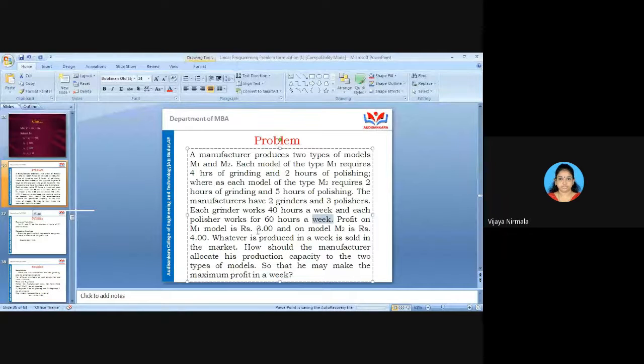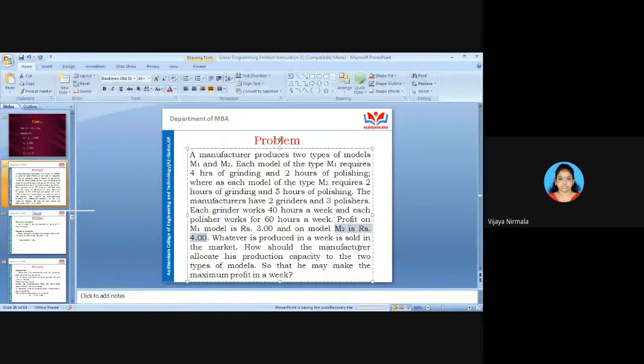The profit on the M1 model is 3 rupees. It is not 300, don't think that. It is 3. So the profit on M1 is 3 rupees, and on M2 it is 4 rupees. Whatever is produced in a week is sold in the market.